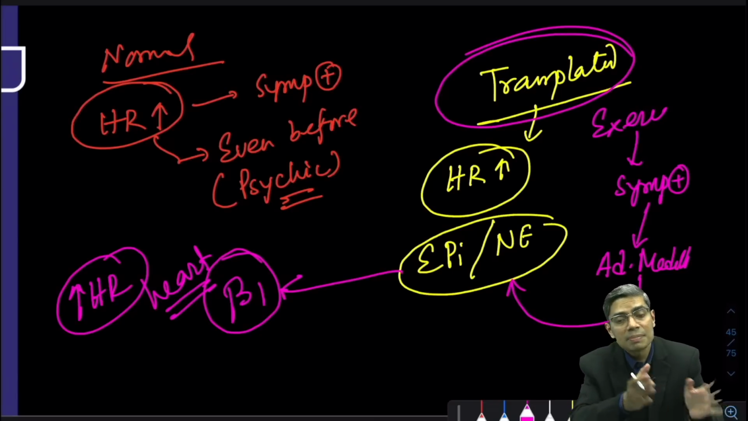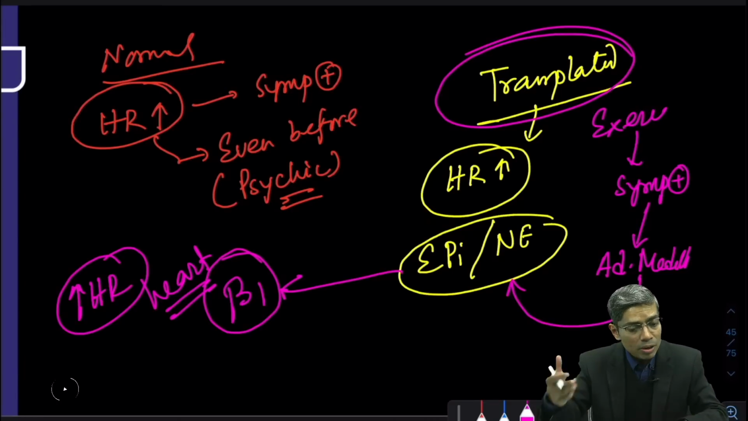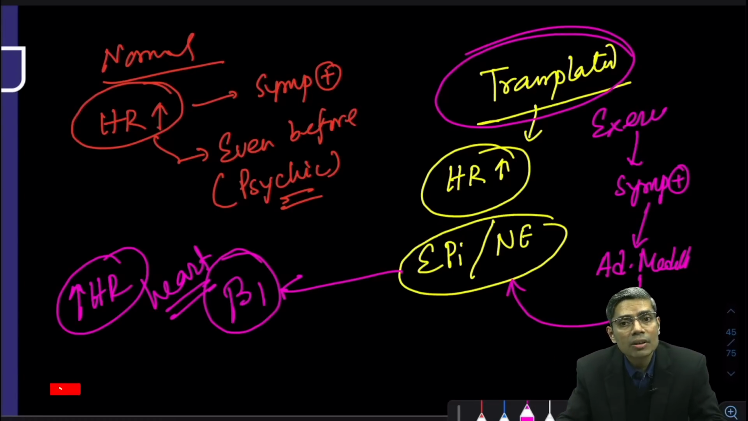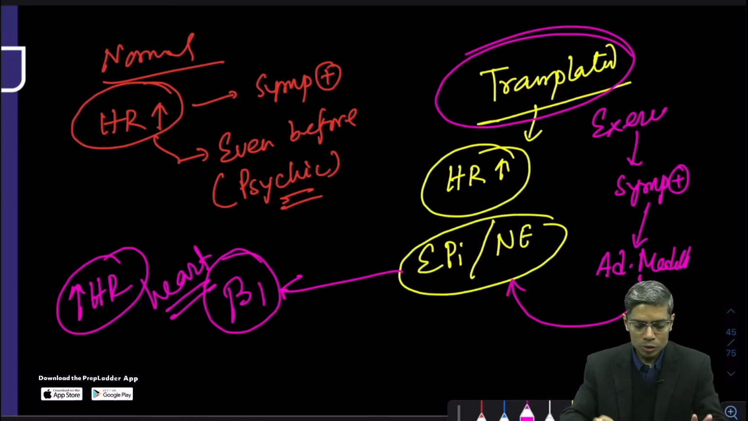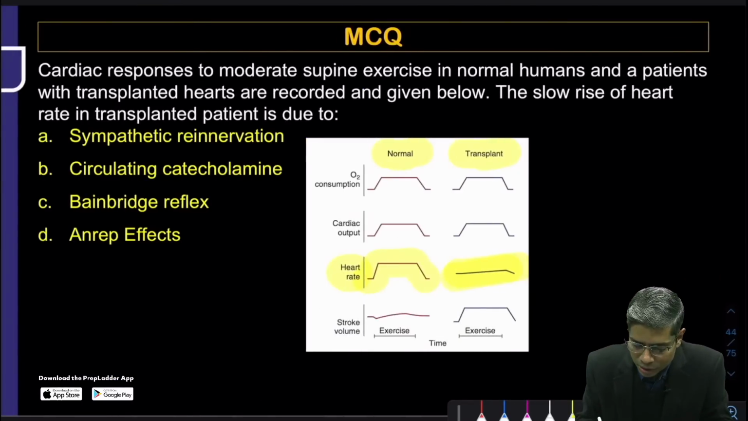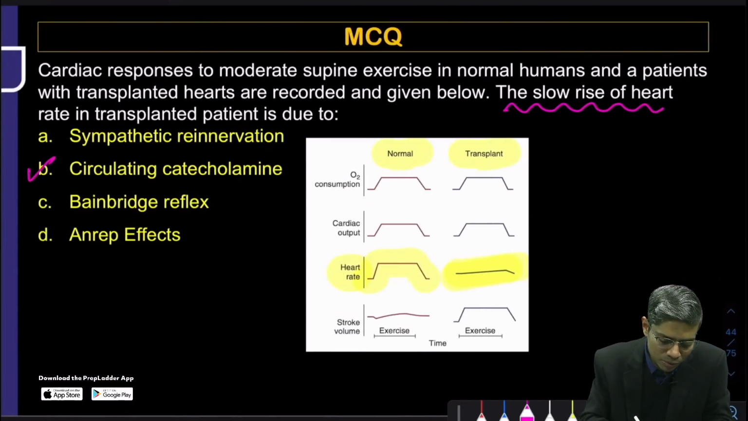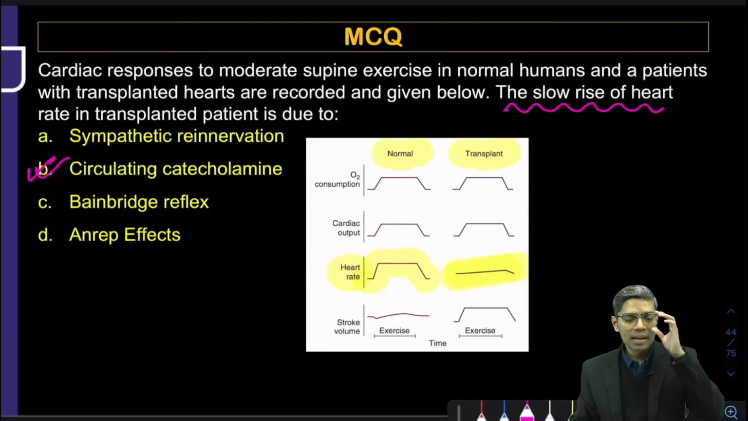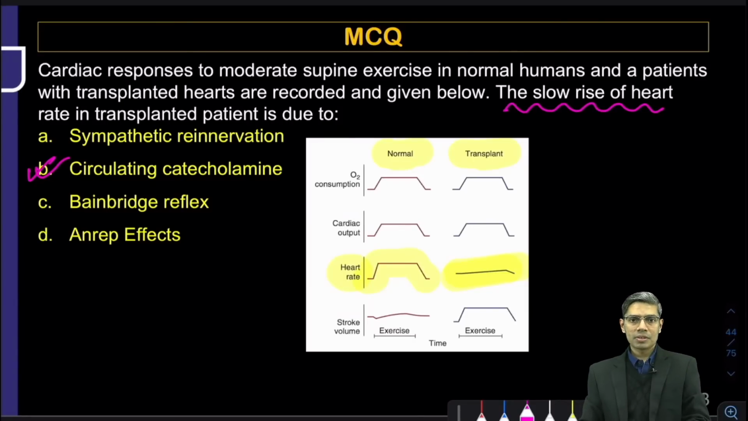Immediate rise is possible only through the nervous system. Later on heart rate will increase, and that later increment of heart rate is due to epinephrine and norepinephrine which is secreted from the adrenal medulla. Okay, so please remember this thing. So this is the question: the slow rise of heart rate in a transplanted person is due to circulating catecholamines from the adrenal medulla. Okay, please note down.